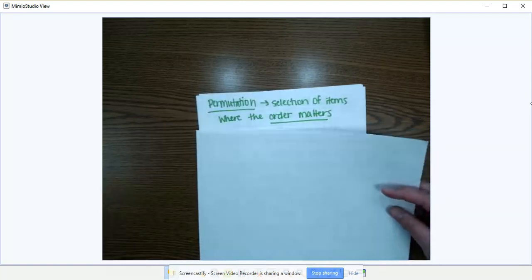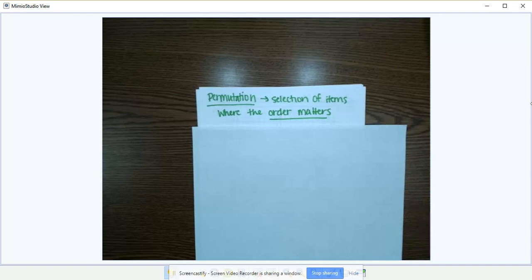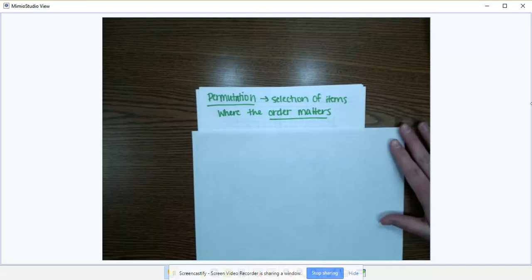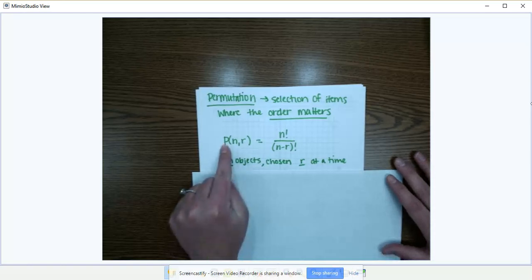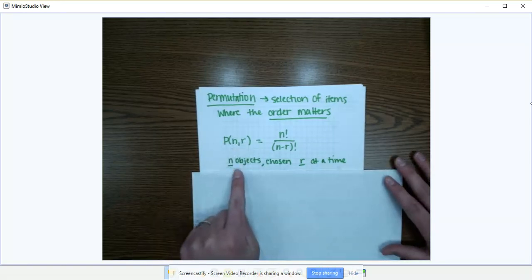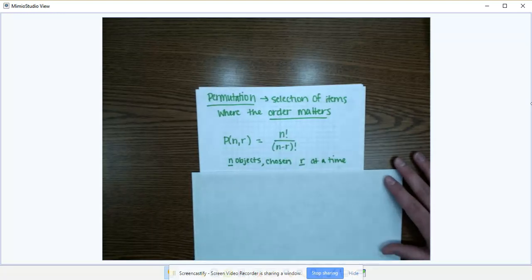That leads us to our definition of what a permutation is. A permutation is when you're going to select different items, but the order that you select them matters. It has a formula. A lot of times it will be P and then parentheses N comma R. We say we have N objects chosen R at a time, but then here's our formula. N factorial over N minus R factorial.